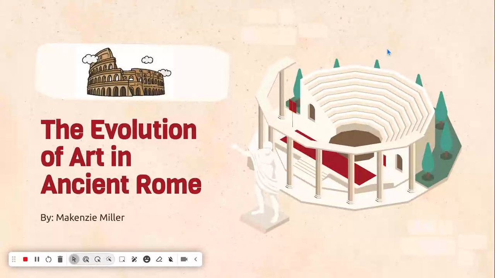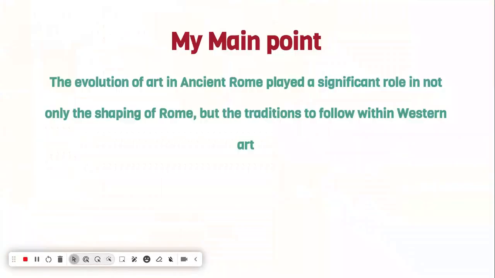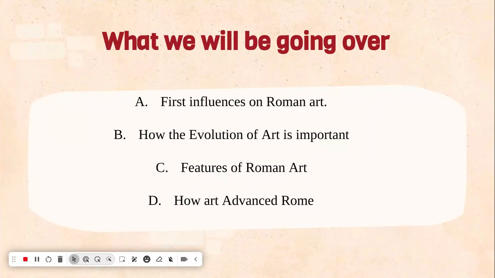Alright, so in my presentation, I'll be talking about the evolution of art in ancient Rome. My main point is that the evolution of art in ancient Rome played a significant role in not only the shaping of Rome, but the traditions to follow within Western art. First, I want to go over the influences on Roman art, how the evolution of art is important, features of Roman art, and how art advanced Rome.